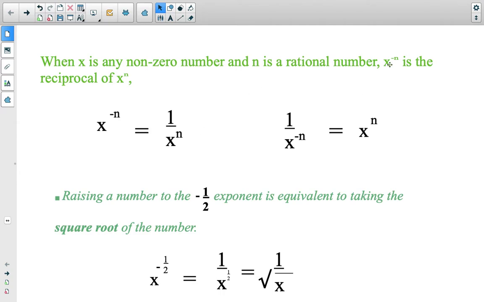So x to the power of negative n is the reciprocal of x to the n, so we flip it. If you take a look here, x to the power of negative n is equal to 1 over x to the power of n. So what we do is we basically flip and take the positive exponent.